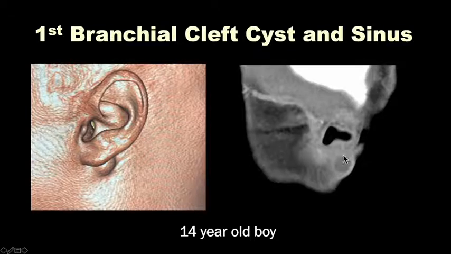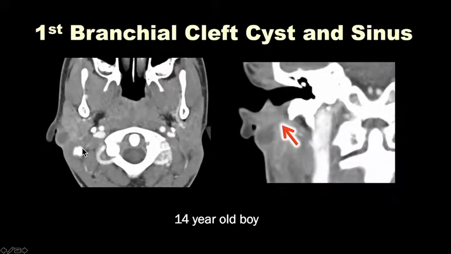And on the sagittal post-contrast image, we see a well-circumscribed cyst with surrounding increased attenuation consistent with infection, which is what he had clinically. On the axial image, we can see it's superficial to the superficial portion of the parotid gland, posterior to the auricle. And on the coronal image, we could appreciate the small sinus tract that extended from the cyst to the junction of the bony and cartilaginous EAC.